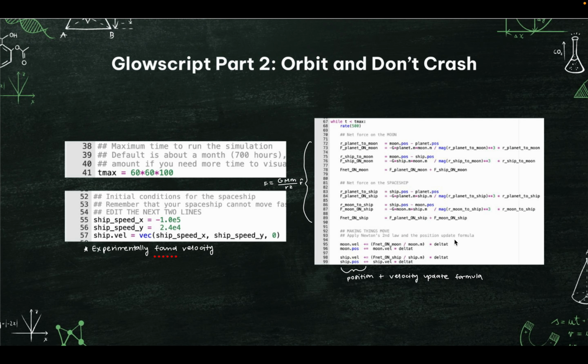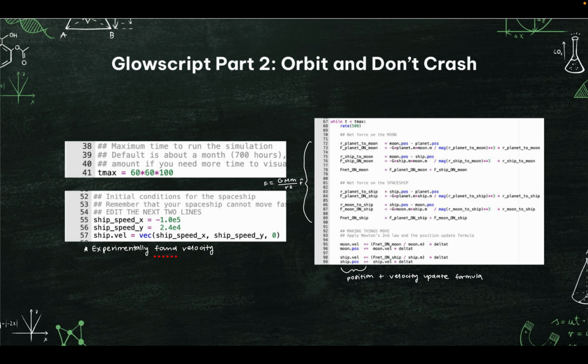In part 2 of this lab, I took the starter code and edited it in order to simulate a system where a moon is orbiting around a stationary planet and my spaceship is trying not to crash into either. I made the simulation time shorter than the default because it would have been running forever. I found the ship's velocity experimentally by just using trial and error and running the simulation until it didn't crash.